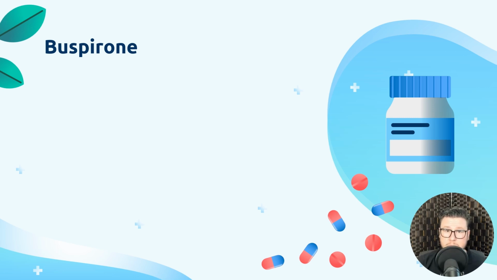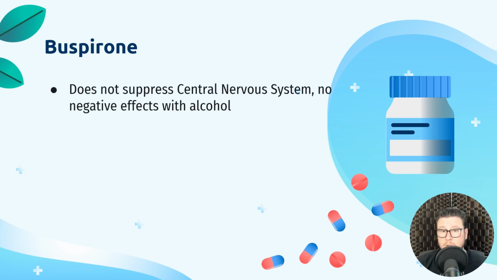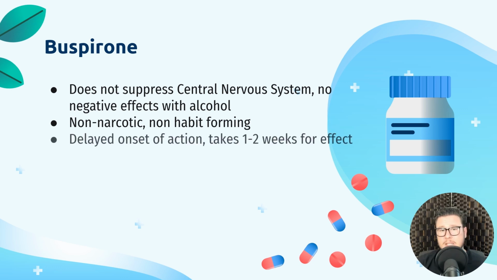Now, you remember this one from the portion of this presentation about antidepressants, buspirone. Buspirone is really cool because it doesn't work against the CNS, the central nervous system, which means that while no medicine is ever safe to take with alcohol, this one's a bit on the safer side if you know this person's going to continue drinking. It's also good because it's non-narcotic and non-habit forming, unlike benzos, which are very much both of those things. It has a delayed onset of action. It can take 1 to 2 weeks to take effect.